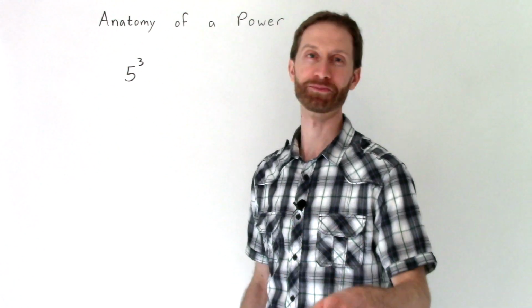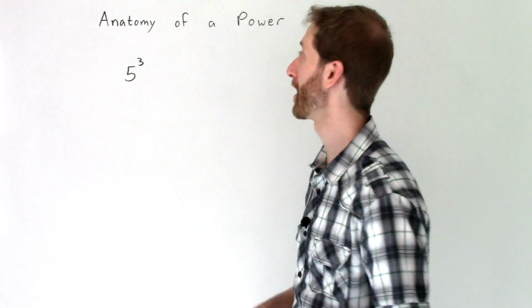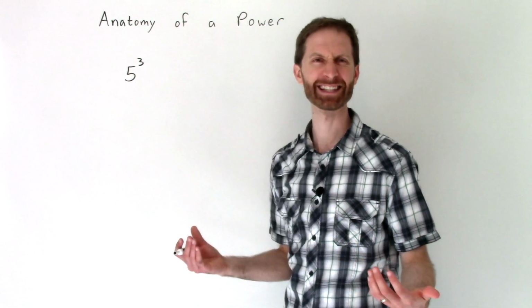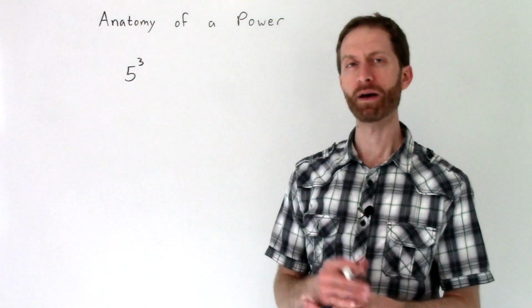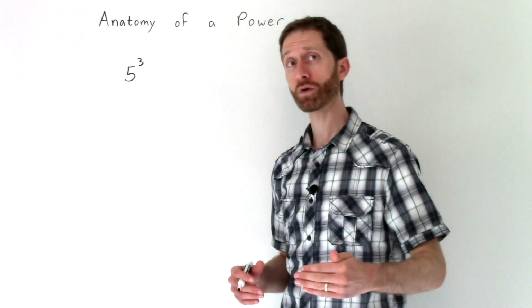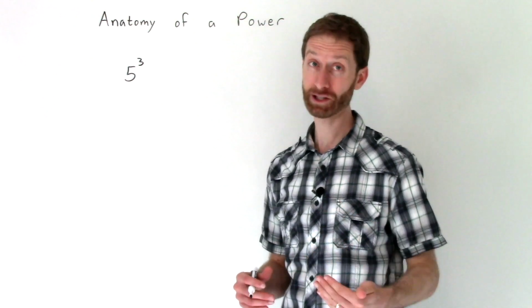We are in for an awesome ride right here. We are going to be talking about the anatomy of a power. And you might be like, the anatomy? What the heck is that? Well, the anatomy is the makeup of it. So we're going to talk about the pieces that make up something called a power. And we're going to focus on the part of this which is called an exponent.